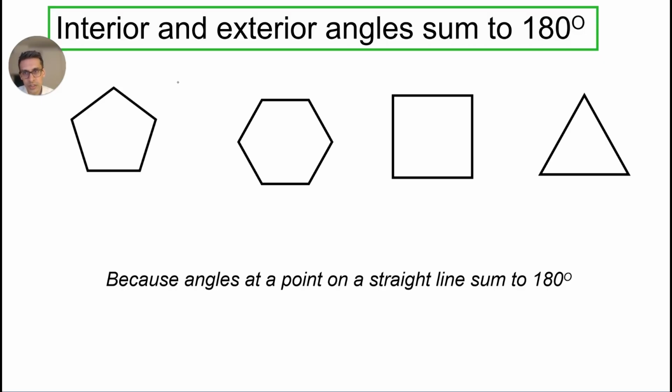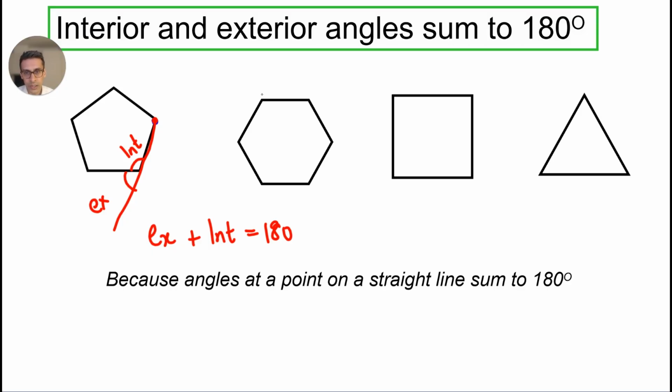And it's really simple. I can just pick a random vertex. So pick this one here. If I extend the line, I can go in either direction. This time I'm just going to go down this way. Then I know that this exterior angle plus this interior angle has to sum to 180. So exterior plus interior equals 180. And that's going to be true at every vertex.